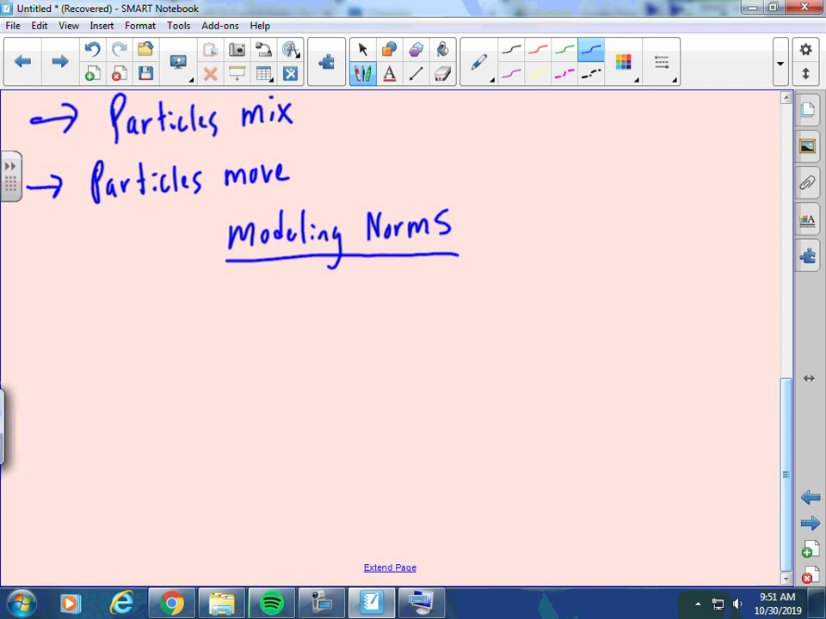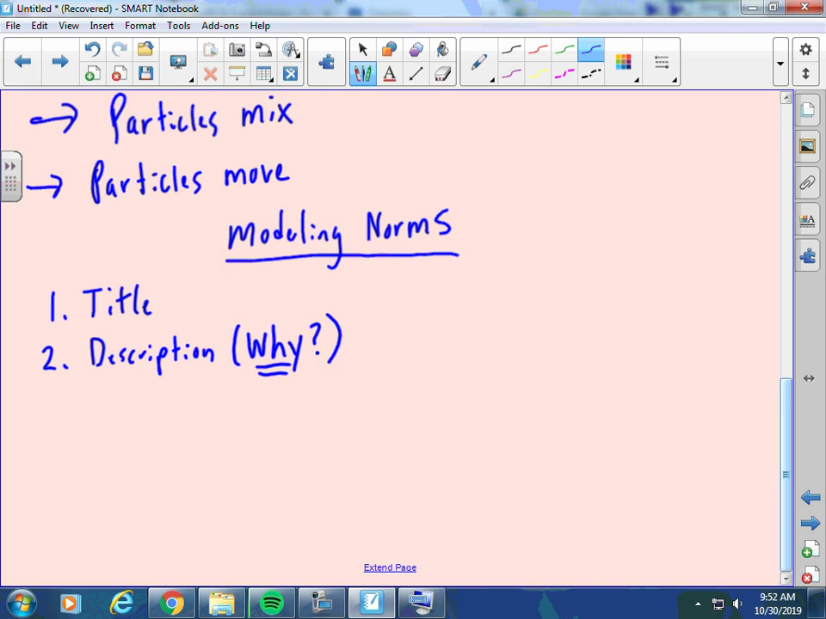The first thing we will always want to do is make sure there's a title. The second thing we always want to do is a description. But what I want to really focus on with the description, because this is one of the areas we need work on, is why. Not just what. When we make models, yes, we're going to show what happened, but more importantly, we're trying to explain why it happened.